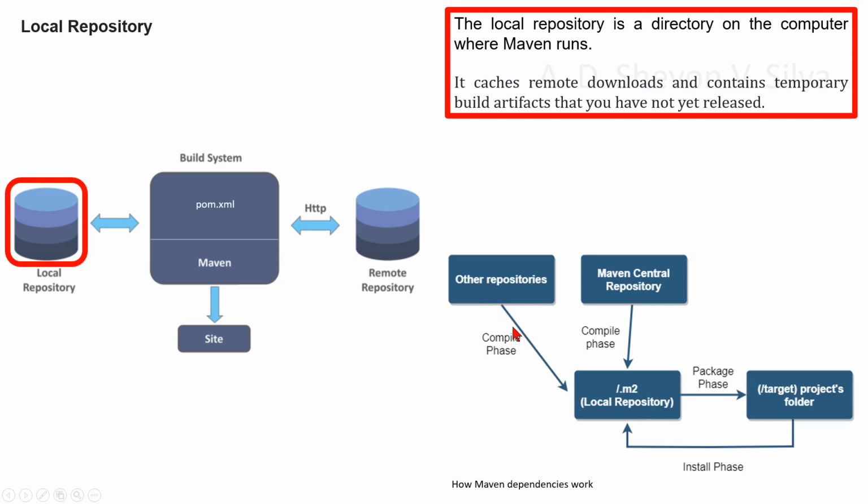Here you can see, with regard to dependencies, the other repositories are connected to the local repository via the compile phase, and here the Maven central repository is connected to the local repository via the compile phase, and here the .m2 is the local repository, and the local repository is connected to the project's folder target via the package phase, and the project folder is connected to the local repository via the install phase.